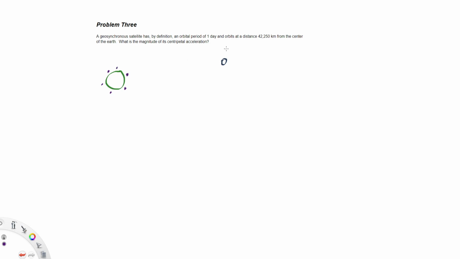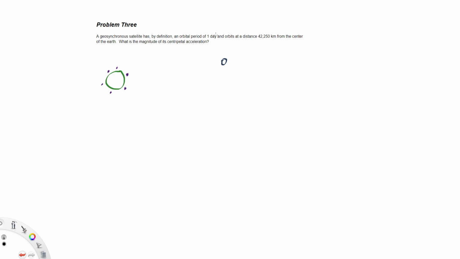But a geosynchronous orbit means that this satellite will always be pointing at the exact same patch of ground. And that means it has to orbit the Earth once per day so that it keeps in time with the Earth's rotation. So this here is really a unit conversion problem.